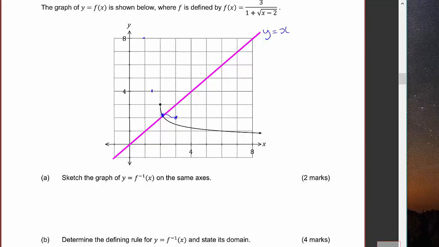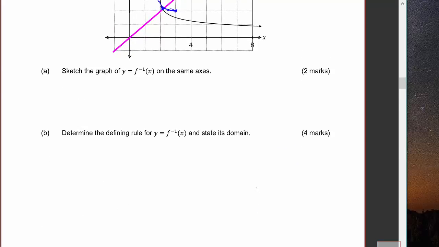So it's going to have to look something like that. I've actually missed one of those points quite badly down the bottom here, I can see. So let's try again. So something like that.